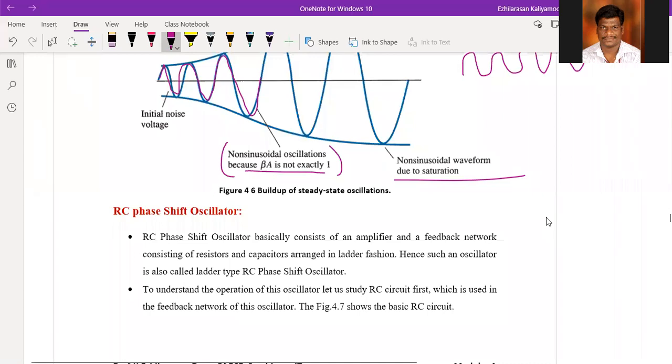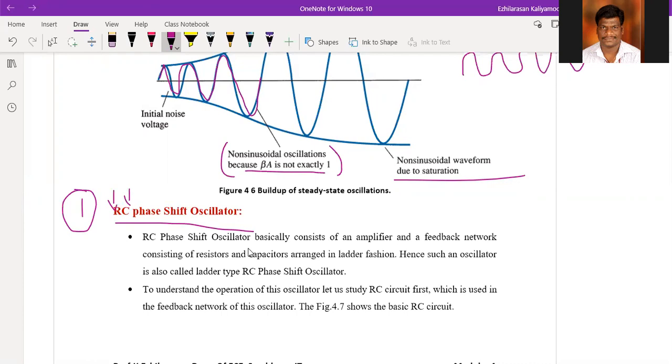Now the first oscillator example is the RC phase shift oscillator. Here you should know that in an oscillator there is an amplifier stage and a feedback stage. Normally in the feedback stage we have only resistor and capacitor components. The amplifier stage may be an operational amplifier or a BJT, anything. So now let us see the RC phase shift oscillator, R meaning resistor and C capacitor.